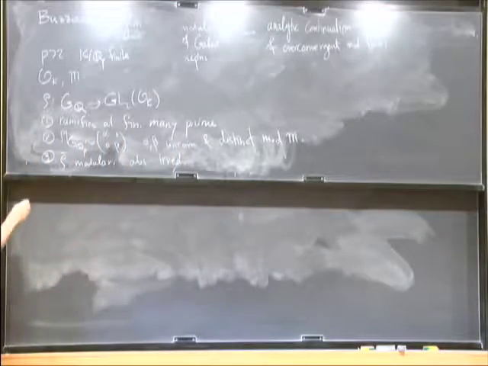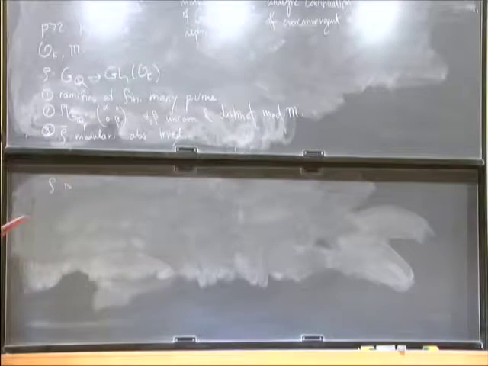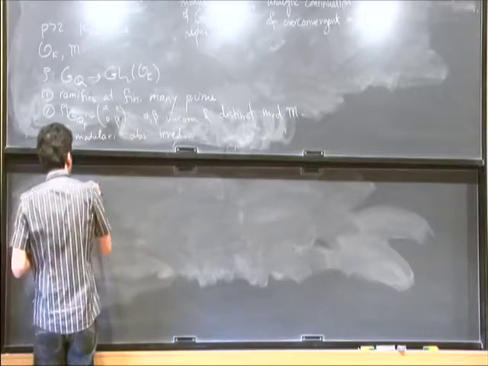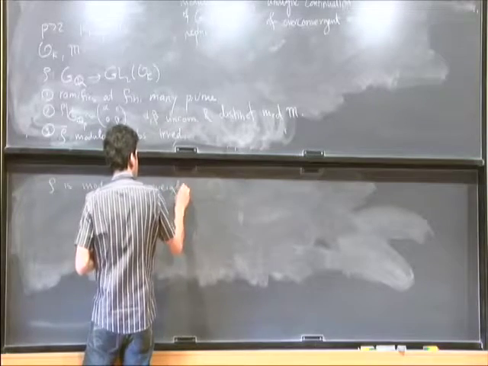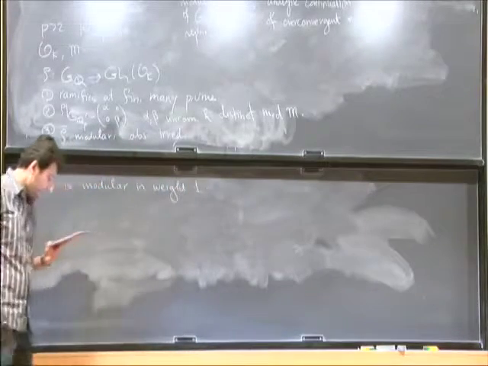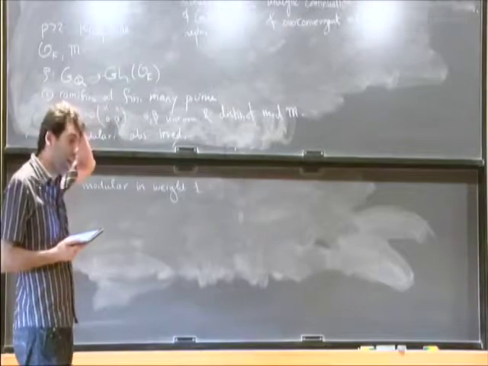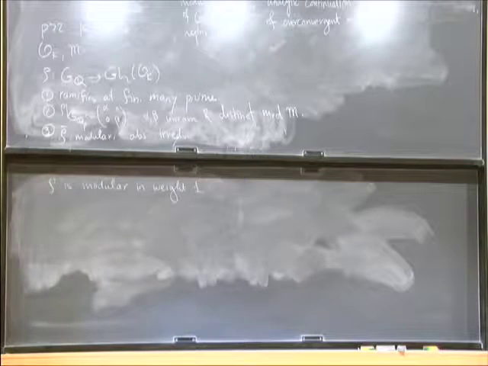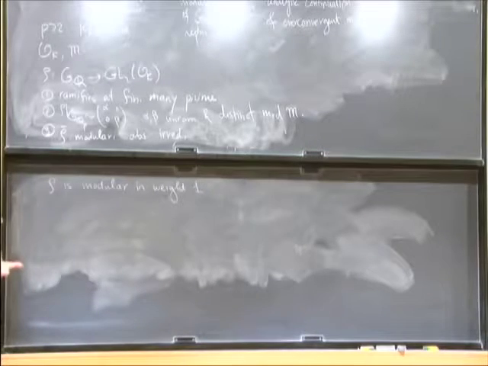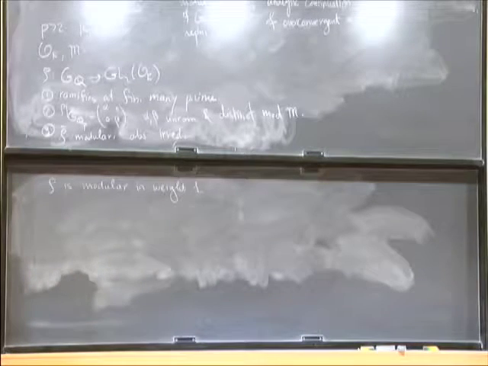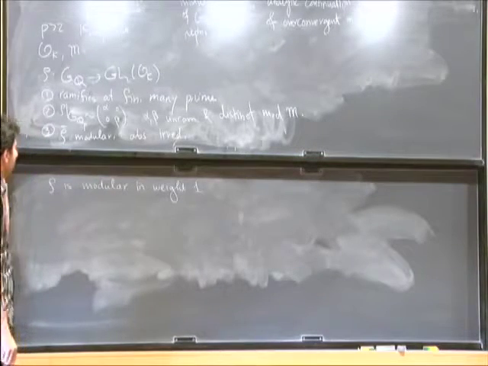If you have a Galois representation like that, then rho is modular in weight 1. Okay, now let me try and explain how the idea of analytic continuation can be used in the proof of this theorem. So first of all, the proof is really a combination of two types of methods. The one is the methods of Taylor-Wiles, and the other one is this new idea of analytic continuation.